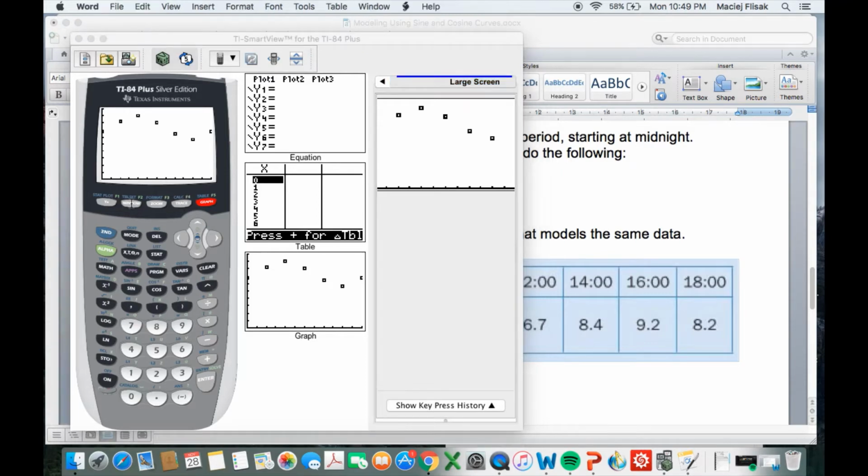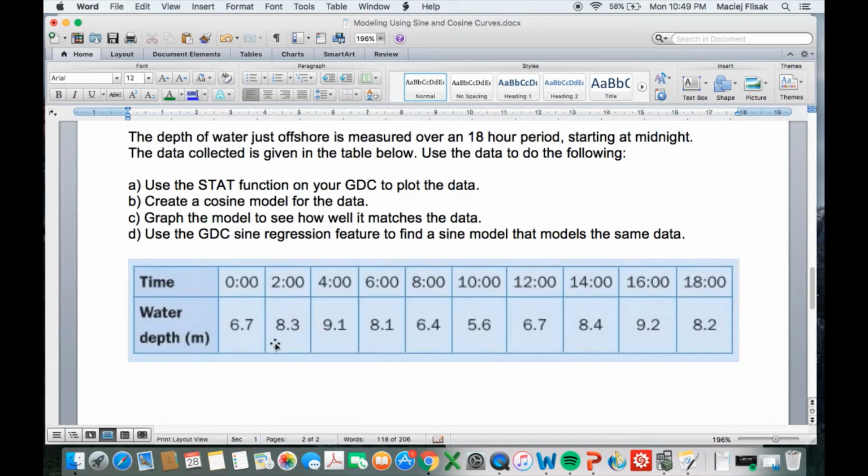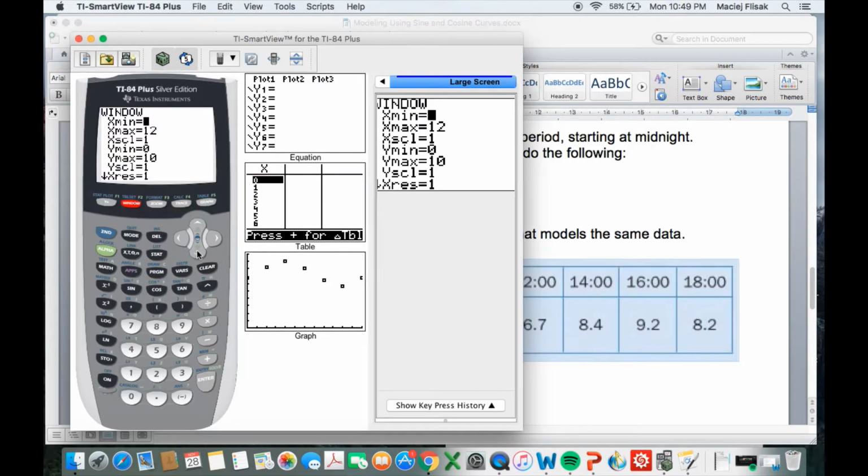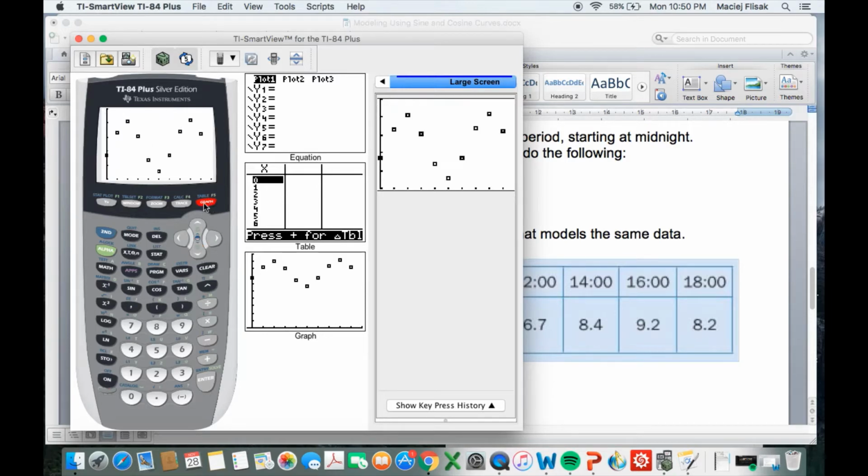Let's change the window so it matches our data here. It's going to go from 0 to 18 on X. And maybe, what's the lowest point? 5.6, highest 9.2. So I'll go from 5 to 10. So let's see, window, X values. Let's go -1 just to see behind it. And then this has to go to, let's say, 20. Y min, 5 and 10. Okay, graph. Alright, those are all my data for the tides.